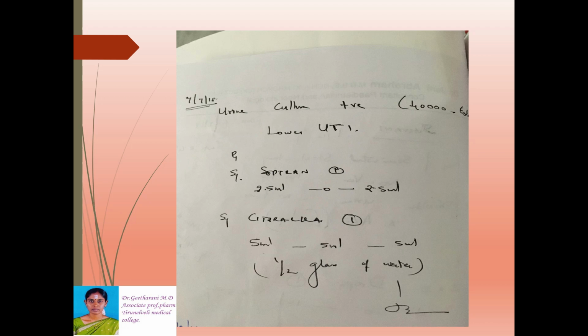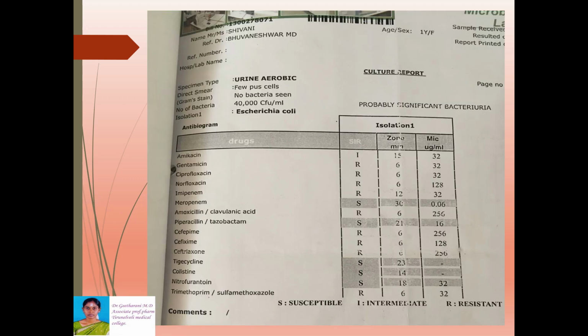The next day, the pediatrician confirmed it as a lower UTI, and she was started on syrup Septron and syrup Citralka. Septron is nothing but cotrimoxazole, and Citralka is a urinary alkalinizer. She was started on that, and after 48 hours the culture report came, and here we could see the antibiotics which were tested.